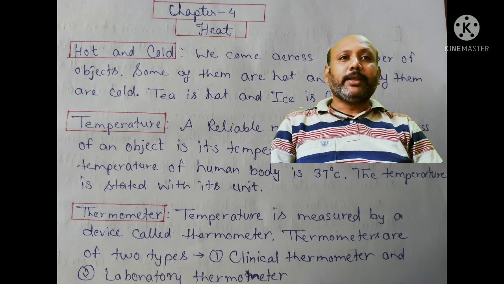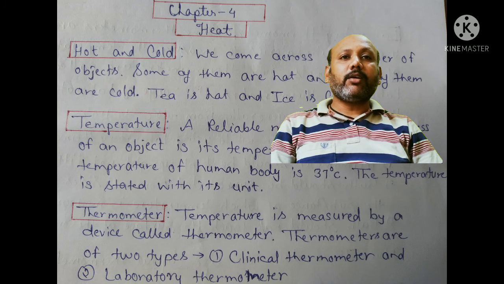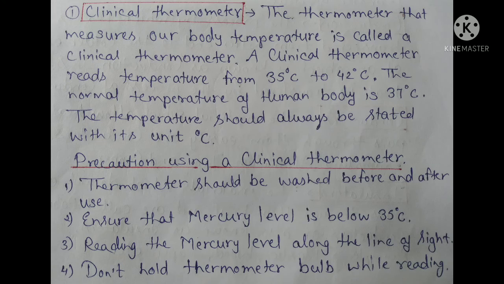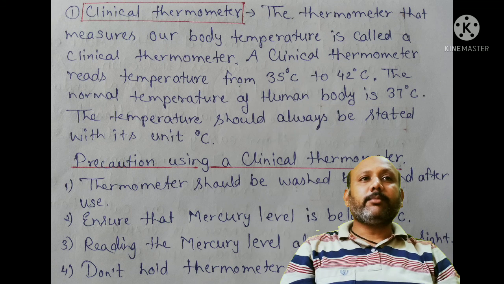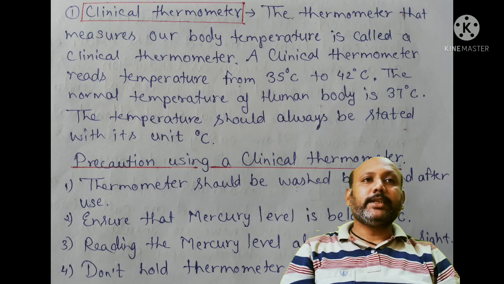Thermometer. Temperature is measured by a device called a thermometer. Thermometers are of two types: the clinical thermometer and the laboratory thermometer. Clinical thermometer: the thermometer that measures our body temperature is called a clinical thermometer. A clinical thermometer reads temperature from 35 degrees Celsius to 42 degrees Celsius.